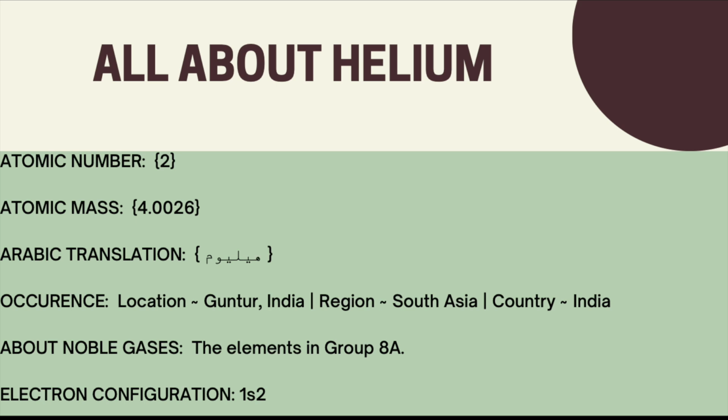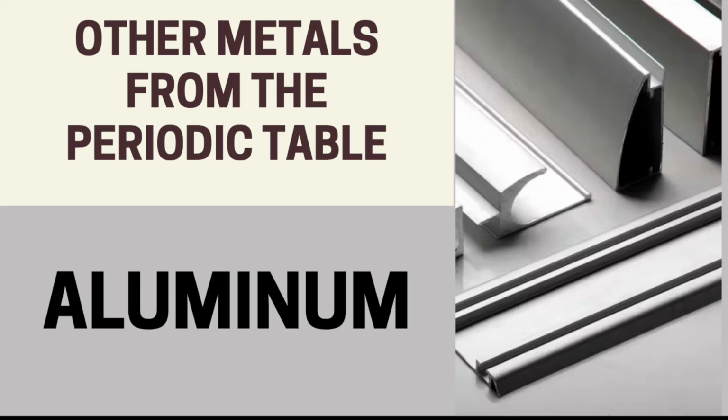The occurrence or origin of helium was in Guntur, India, and the region is South Asia, and the country it was founded in was India. A bit about noble gases is the elements are in group 8A of the periodic table, and the electron configuration of helium is 1s2.